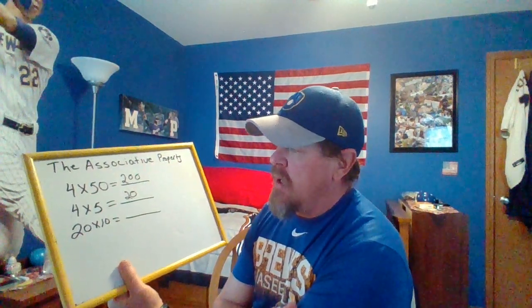I also know that 4 times 5 is 20. Then 20 times 10. Well, 2 times 1 is 2. If I have 2 zeros, that is also 200. 20 tens, or 10 20s, is also 200.